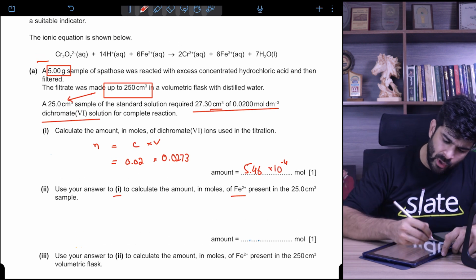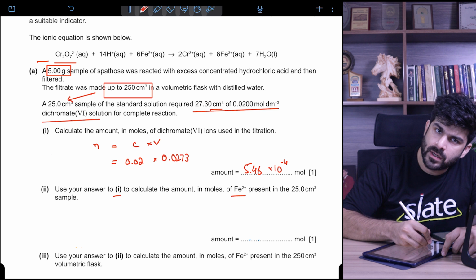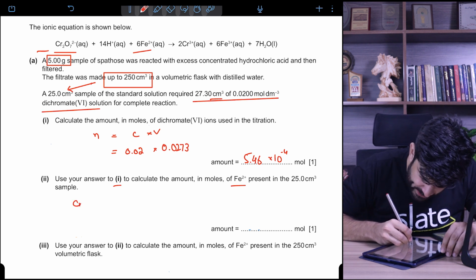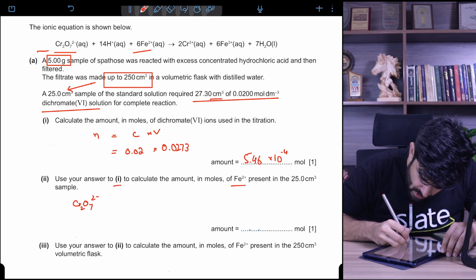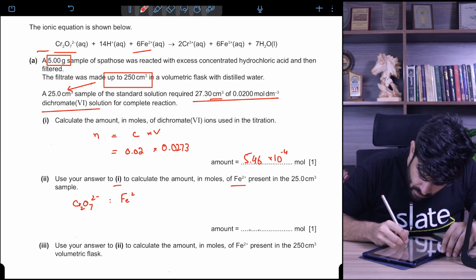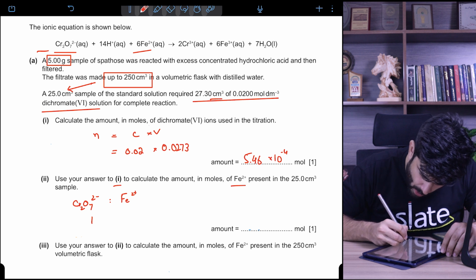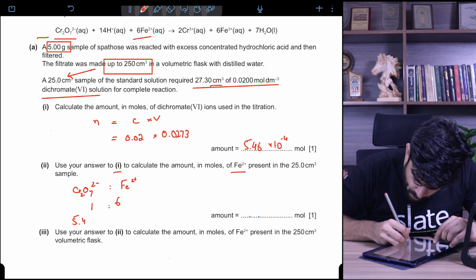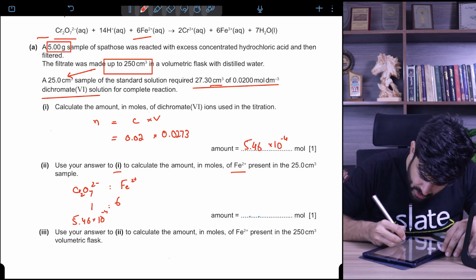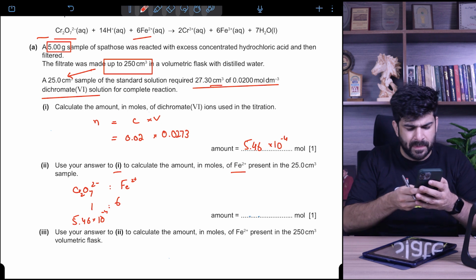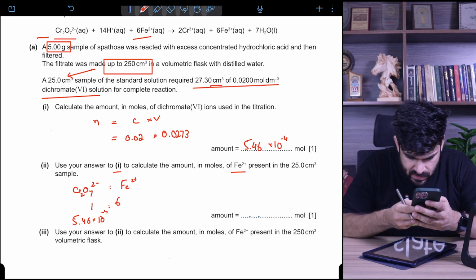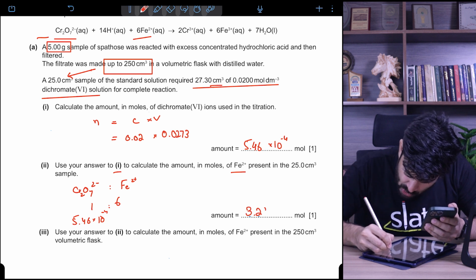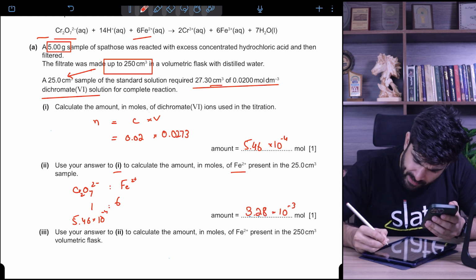Now, we need to make a molar ratio. 1 ratio of chromate 1 and 6 of iron 2. So chromate ratio iron 2. We have 1 ratio 6. इसके हैं moles 5.46 into 10 raised to the power minus 4. We cross multiply. Let me multiply that with 6. 3.28 into 10 raised to the power minus 3.